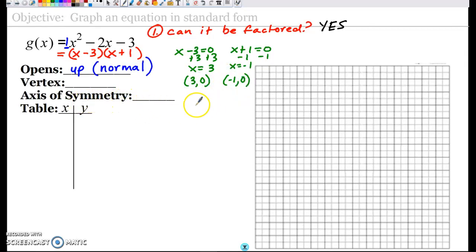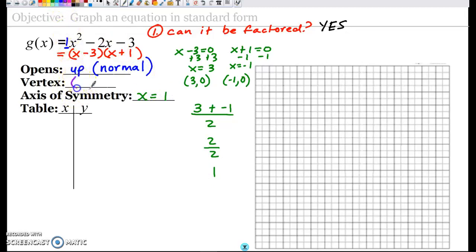To find the axis of symmetry, I find the average, or the middle between them: 3 plus negative 1 divided by 2. That is going to end up being 2 divided by 2, which is just 1. So the axis of symmetry is x equals 1. And now I'm going to go back to my vertex question.